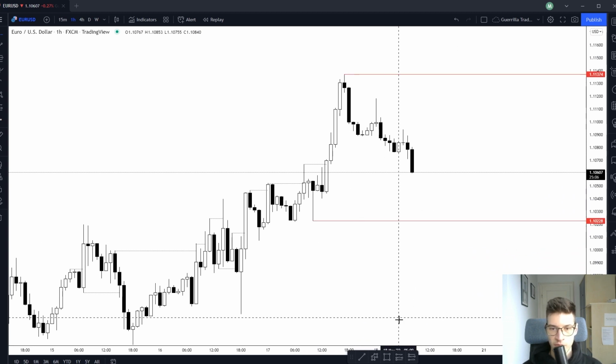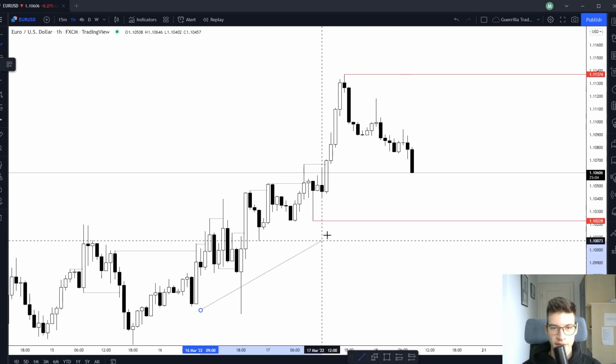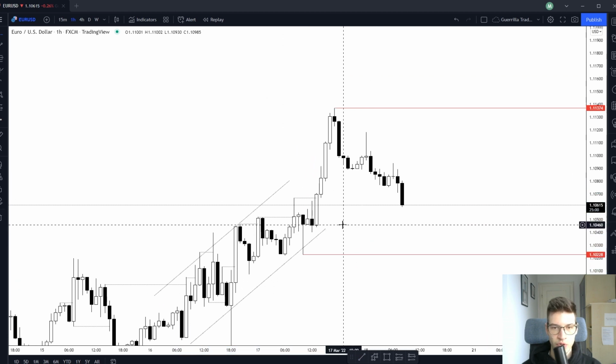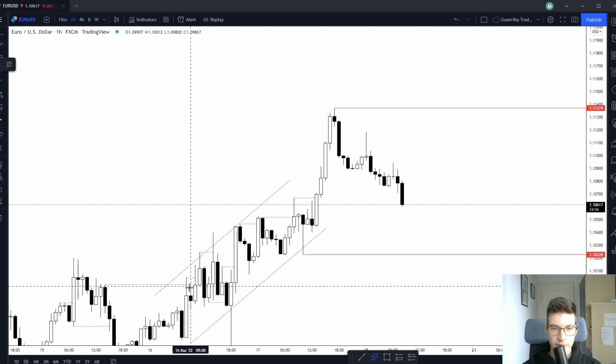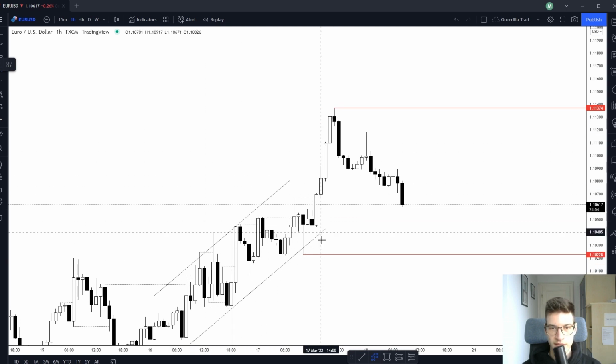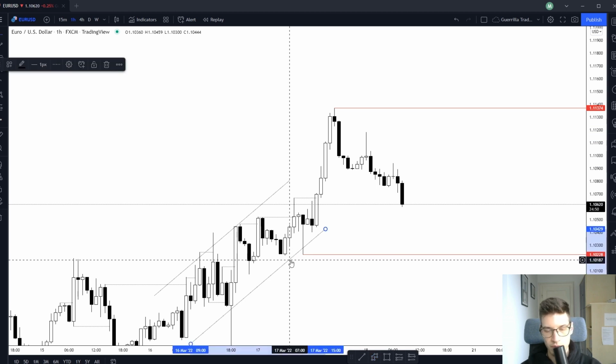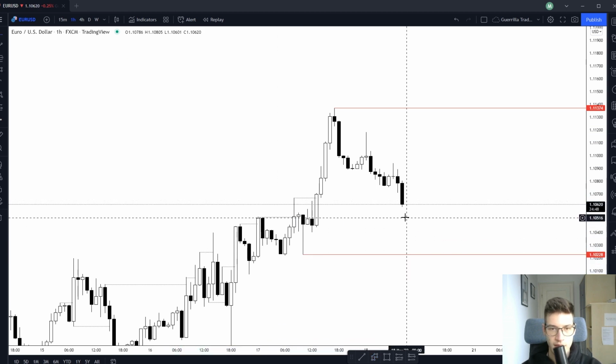And what we had in the prior price action, so we had an ascending structure right here, and then we pushed to the upside. So this is a common pattern on the euro pairs when we get an ascending and an impulse in the same direction. So let me remove these lines.